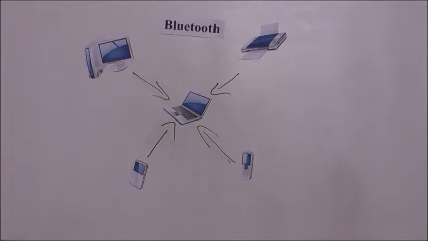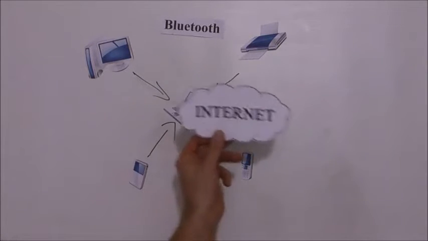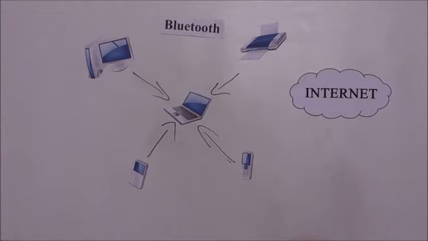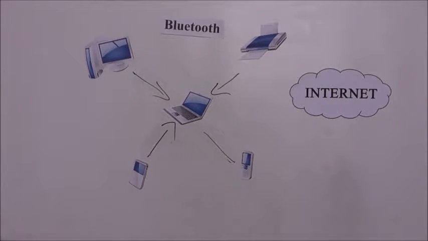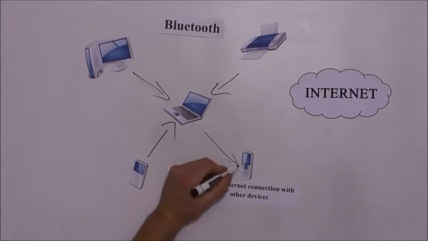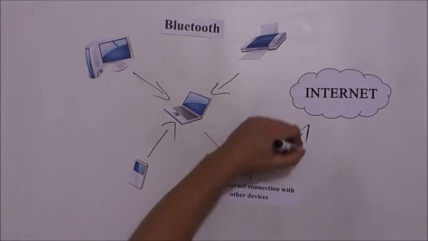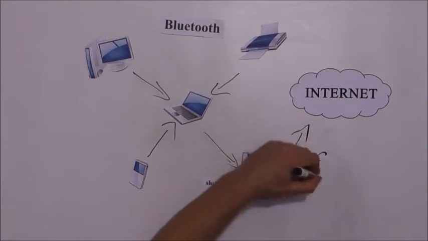Now let's have a talk about how these devices will connect to the internet. We can connect devices from PAN network, for example by enabling share internet connection with other devices in our cell phone. After that, we can connect to the internet by using the cell phone's 3G connection.